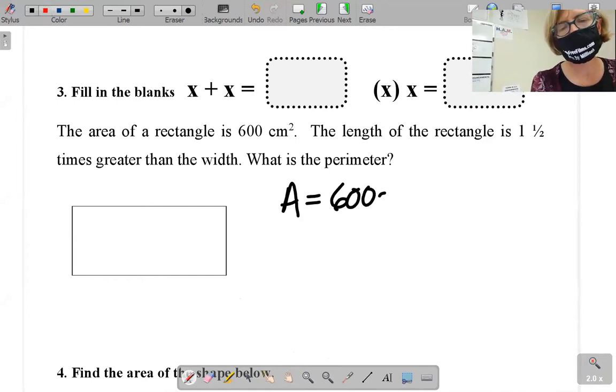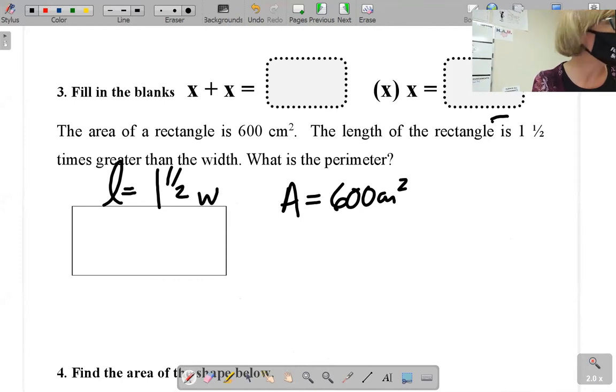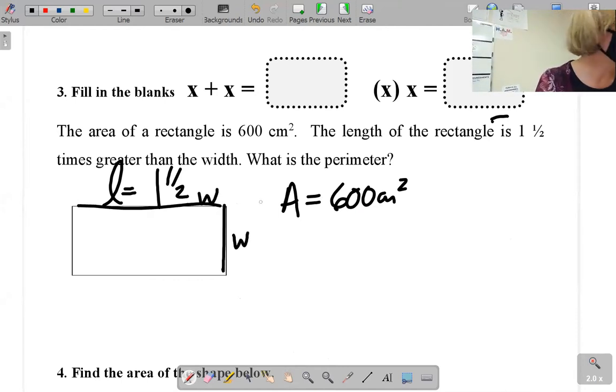Okay, so that area equals 600 centimeters squared. The length is, that's an equal sign, 1.5 of the width. You okay with that? Get it? And then that means this is width. You okay? Okay. Now we're going to circle, plug, check.